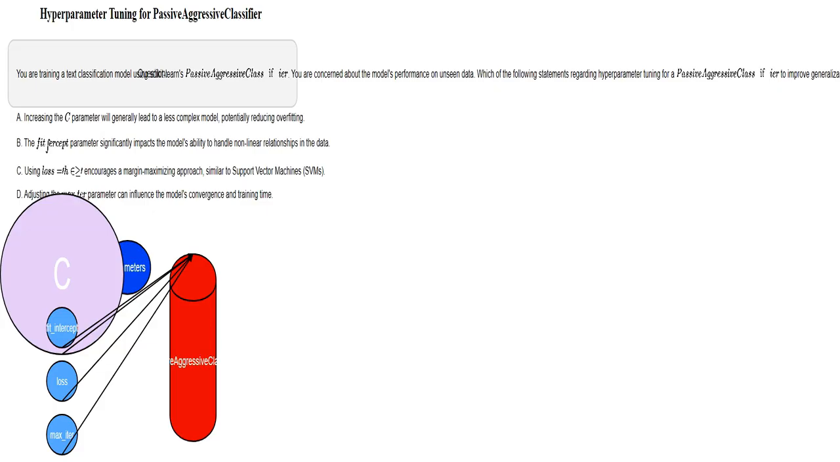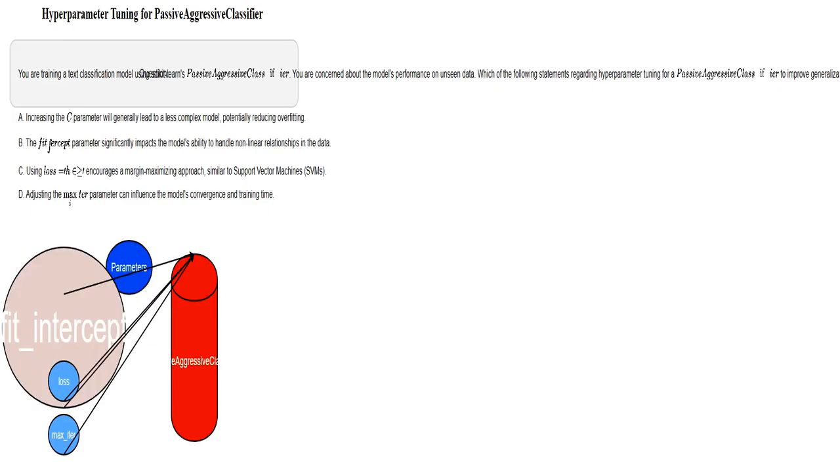Think of it like this. A smaller C is like a stricter teacher, keeping the model simple and focused, while a larger C is a more lenient teacher, allowing more room for complexity. Pretty cool, huh? This parameter determines whether to add an intercept term. The intercept shifts the model's prediction, allowing it to better fit the data.